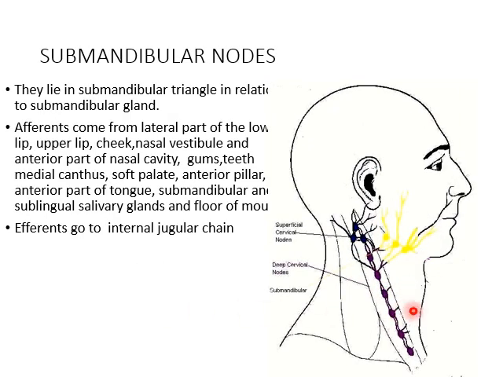The submandibular group of lymph nodes drain mainly the tongue, the upper lip, the cheek, the nose, the paranasal air sinuses, the orbits or the eye, the forehead, the submandibular gland, sublingual gland, and soft palate. All these are drained by the submandibular group of lymph nodes, which are located in relation to the submandibular glands, and the efferents go to the internal jugular vein.